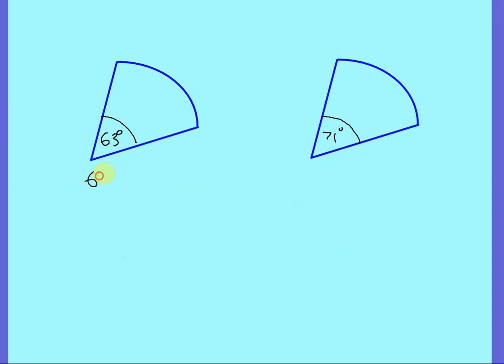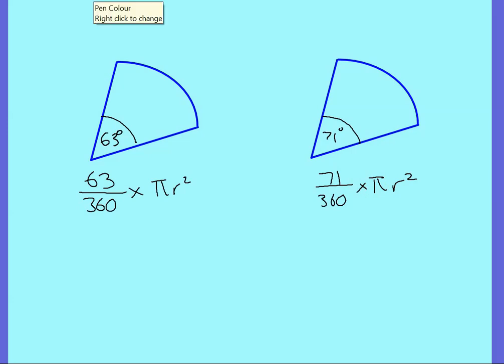So what we're going to do is go 63 over 360, and that is our fraction. It's not a particularly nice one, but just times it by pi r squared. This one will be 63 over 360 times pi times radius squared. Now, you'll notice I haven't found the area of anything yet, and that's because I haven't told you any radii, but it doesn't matter. I'll do it now.